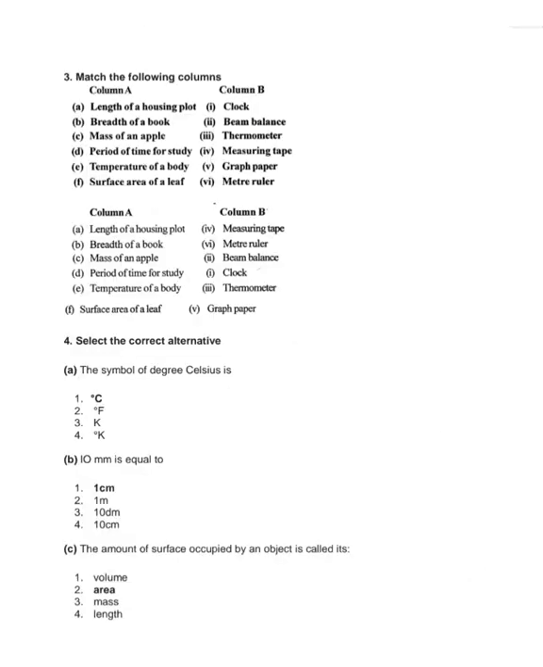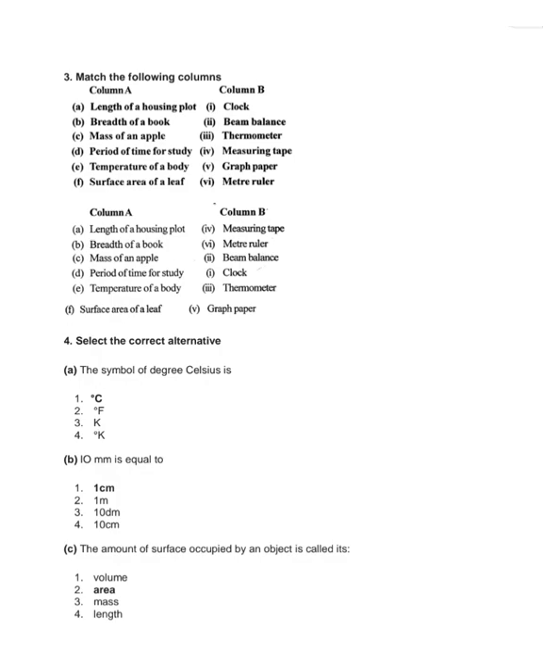Now match the following. I'll just go to the answer section. Length of a housing plot can be measured by measuring tape. So if a length of the plot has to be measured, the measuring tape is the instrument used for the same. Breadth of a book can be measured by a meter ruler. Mass of an apple, beam balance. As you can see, the vendors sell fruits using a beam balance.